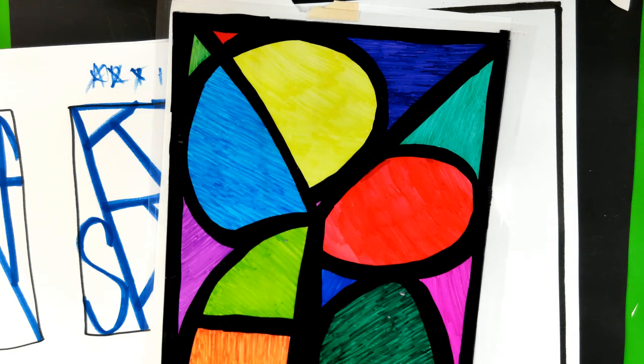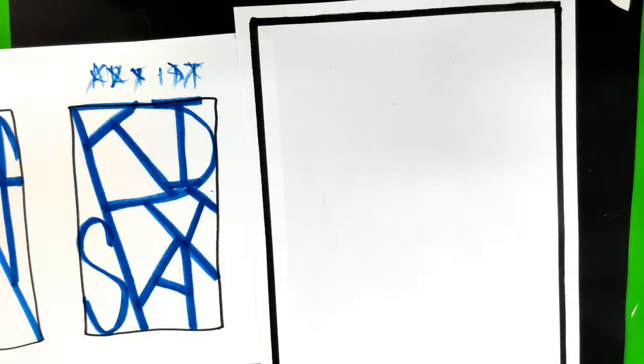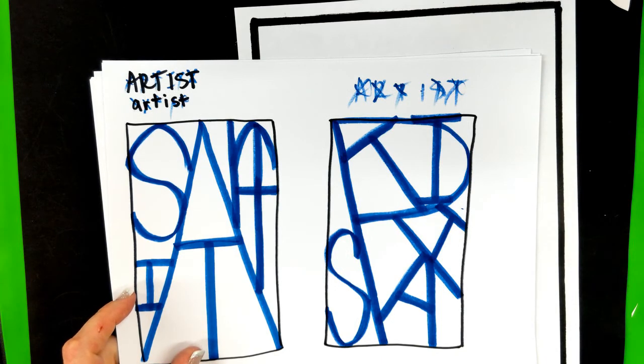This is part 2 of the abstract name design assignment that I am posting videos for. And this is what it looks like when it's finished. In the last video, we talked about how to use the letters of your name or a word to create an abstract design using just those letters.